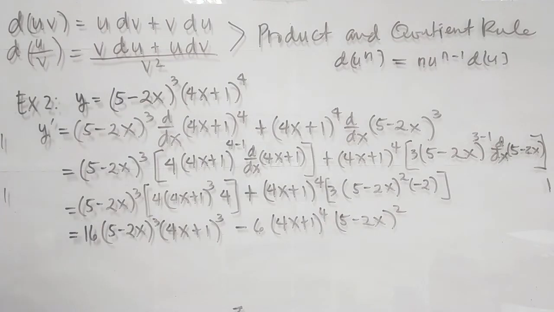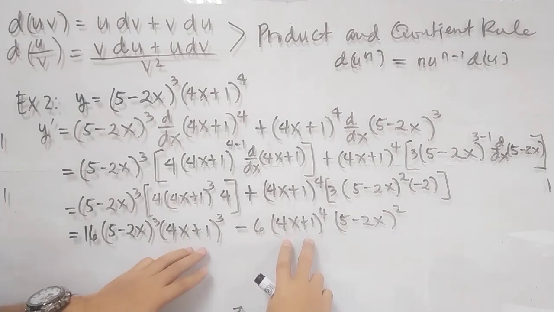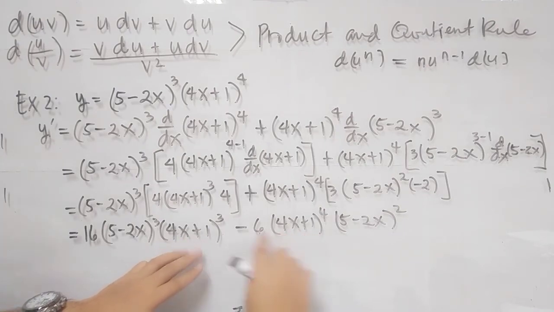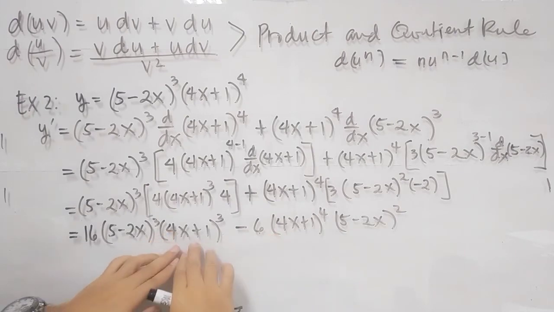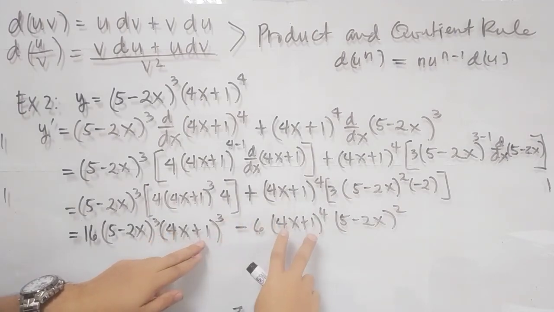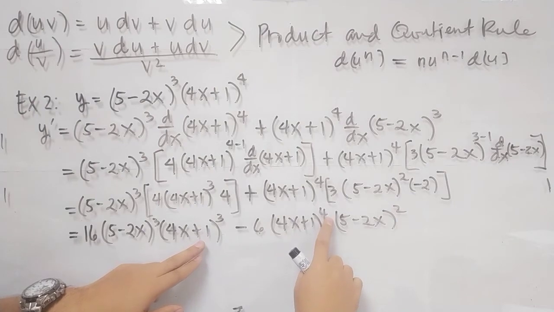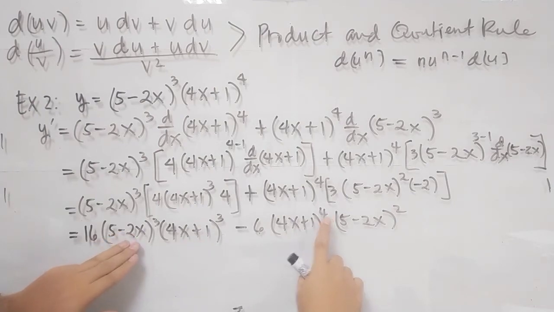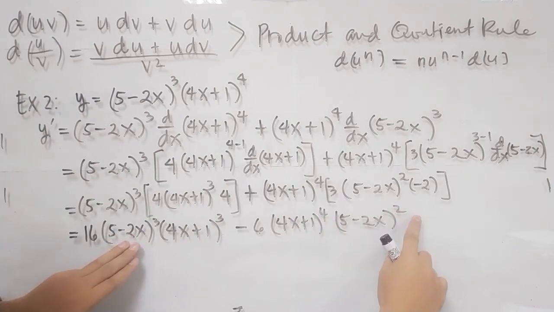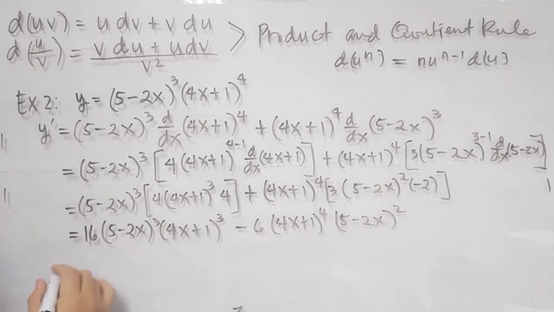This time, if you have noticed, you have here your common factor, 16 and 6. They are divisible by 2. Also, this 4x plus 1 is a common factor of this group. This one has 4x plus 1 raised to 3, this one has 4x plus 1 raised to 4. Also, 5 minus 2x raised to 3, 5 minus 2x raised to 2. So this is how we factor our final answer.